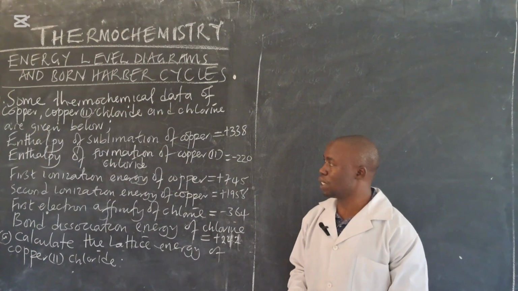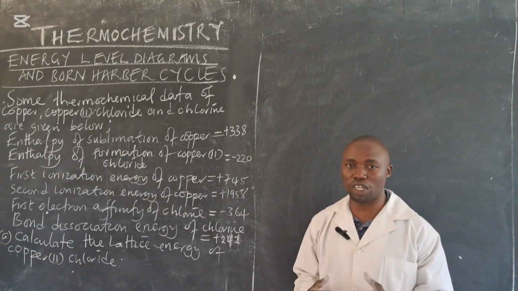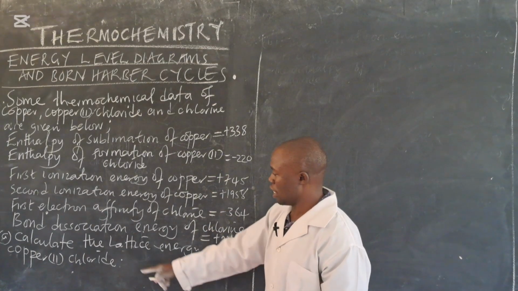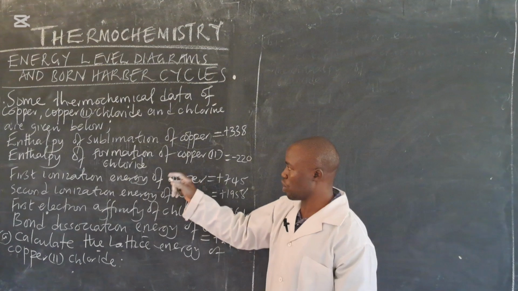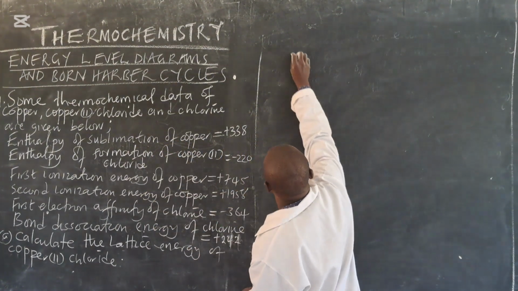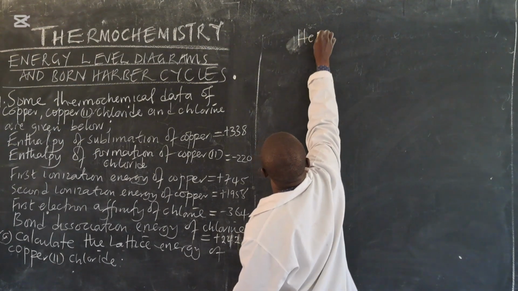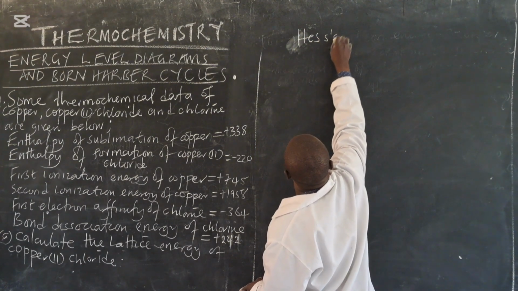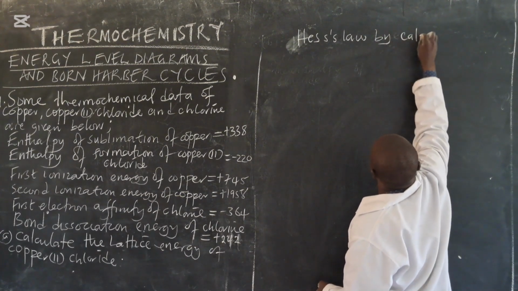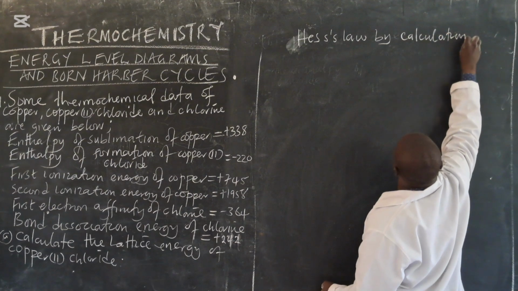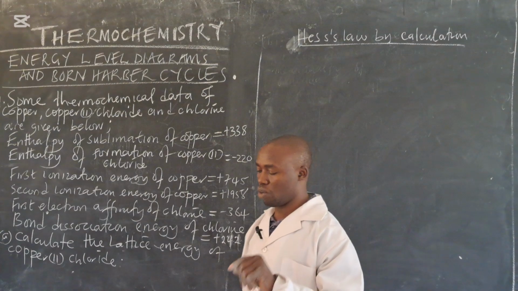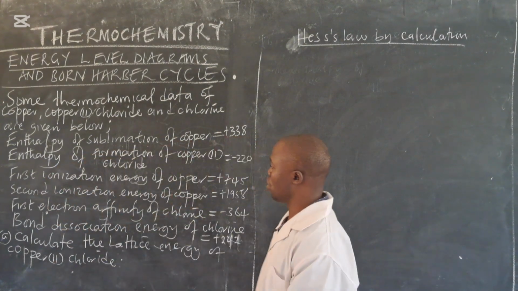This same question can be done using Hess's law by calculation. To use Hess's law by calculation, for part A, to calculate the lattice energy, we first write out equations for this information. So here we are looking at the next method, Hess's law by calculation. We've used the energy level diagram, the Born-Haber cycle. So let us see how we use Hess's law by calculation.